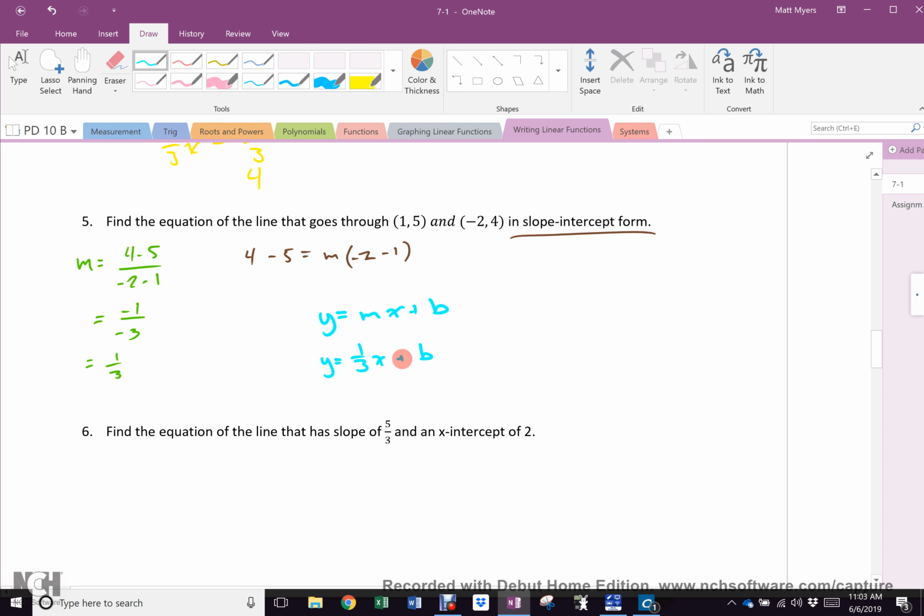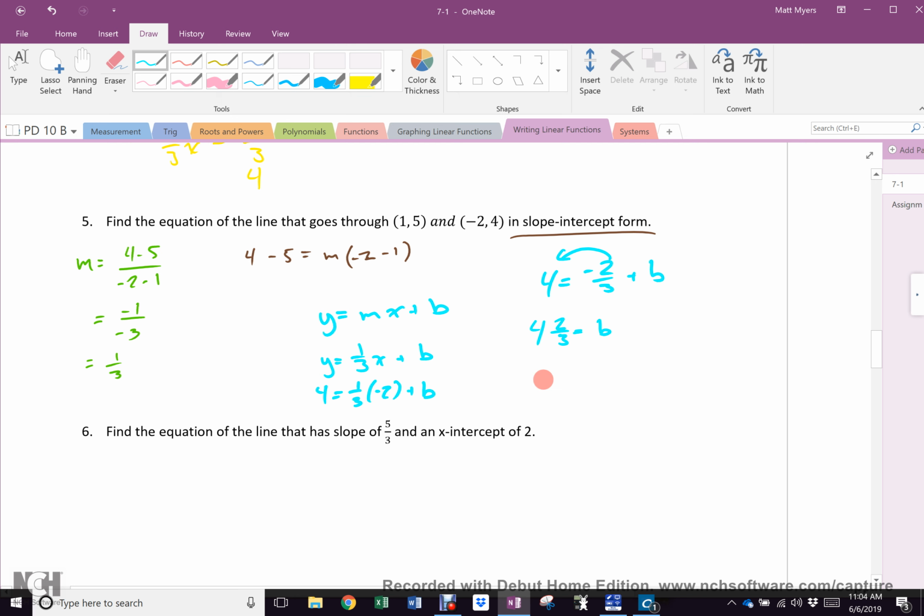What are you going to put here if you went this route? Okay, if you put 4 there, what are you putting here? -2. Right? So then I have 4 equals -2/3 plus b. What do I need isolated? So I bring that over, and what do I get? Four and 2/3 equals b. Because 4 plus 2/3 is 4 and 2/3, isn't it?